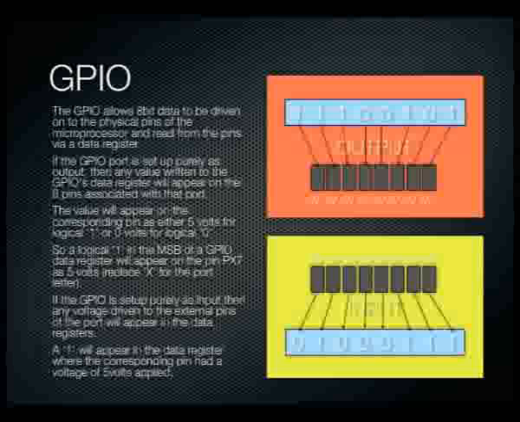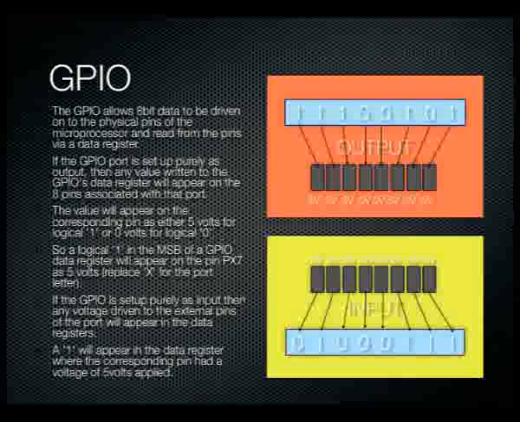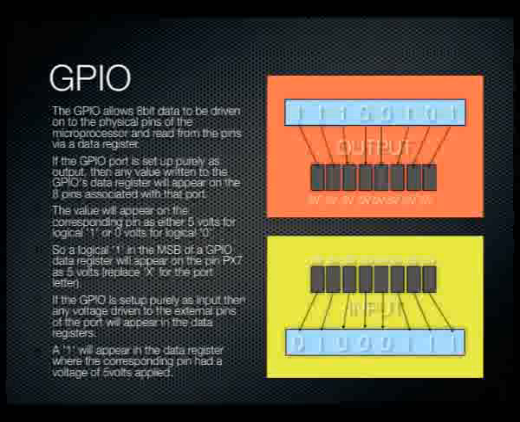General purpose input-output allows 8-bit data to be driven onto the physical pins of the microprocessor and read from the pins via a data register. So we can have values being driven onto the external pins and have the logical equivalents of whatever voltage is driven on those pins appear in a data register. If the GPIO port is set up purely as output, then any value that you write to the port's data register will appear on the 8 pins associated with that port.